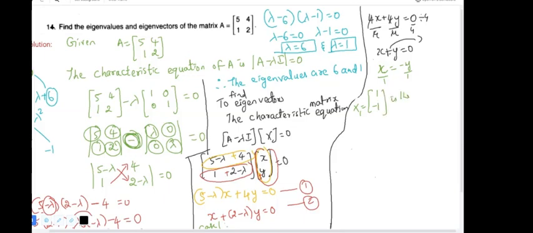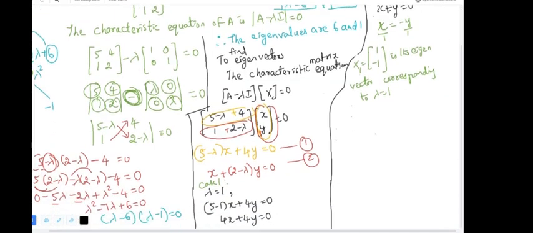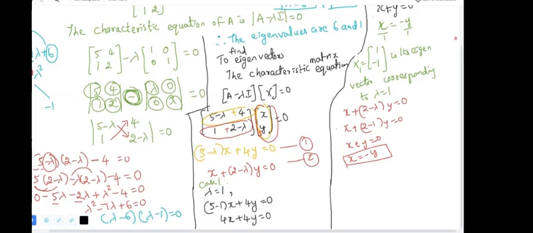the eigenvector corresponding to lambda is equal to 1. You can check with the second equation also, you will get the same answer. If you take the second equation, x plus 2 minus lambda y is equal to 0, and if I take lambda is equal to 1, x plus 2 minus 1 into y equals 0, so x plus y is 0. If I take y to the other side, I get a minus 1. So we get the same answer. Whichever equation you want, you can substitute in either 1 or 2.